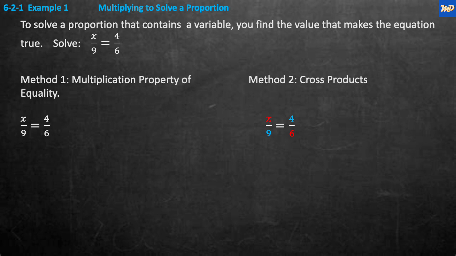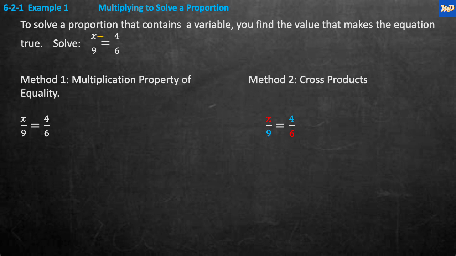Okay, so example 1, multiplying to solve a proportion. To solve a proportion that contains a variable, you find the value that makes the equation true. Solve x over 9 is equal to 4 over 6. Here's our proportion, and we want to find out what the value of x is.